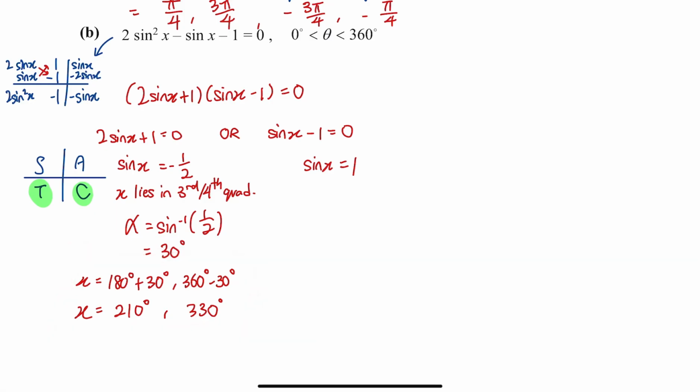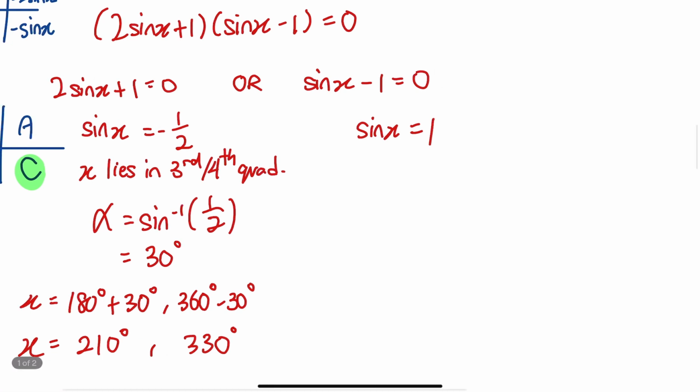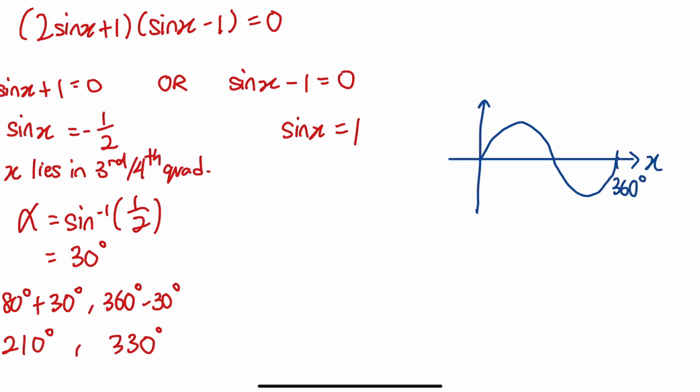Okay, next one. Sine x equals to 1. Actually, from here you can get the answer straight away. How to do that? Let's quickly draw out the Trigo graph for you to imagine in your head. I hope you still remember how the sine graph looks like. Sine graph looks like this. Okay, this is one cycle, 360 degrees.